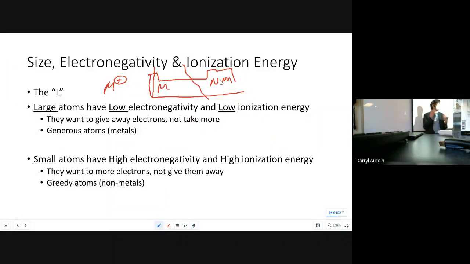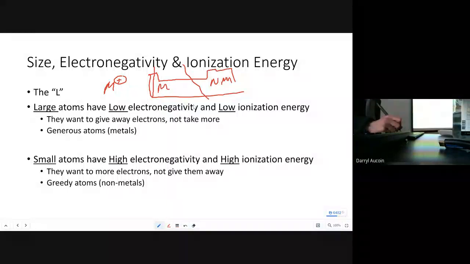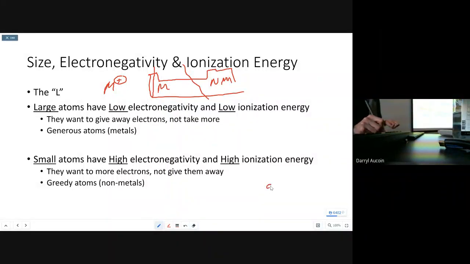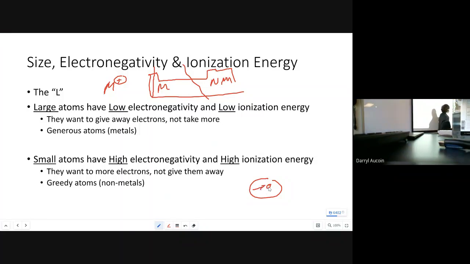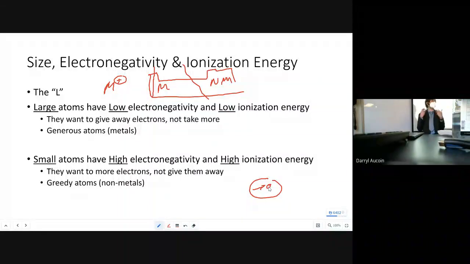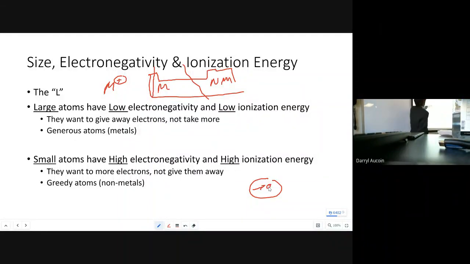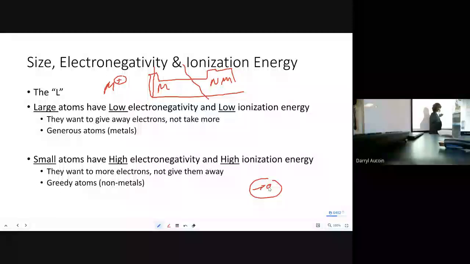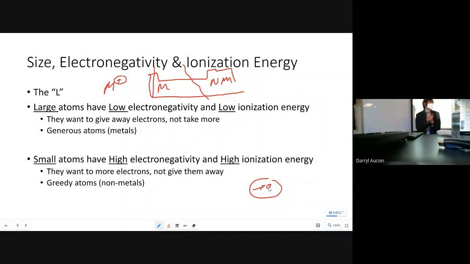So the atoms over on the non-metal side are going to be smaller atoms. They have a small nucleus, and they're able to hold on to their electrons really well, so it's really hard to take them away. That means it's a high ionization energy versus a low ionization energy. It's easy to lose an electron for the metals. These are really hard to take electrons from.